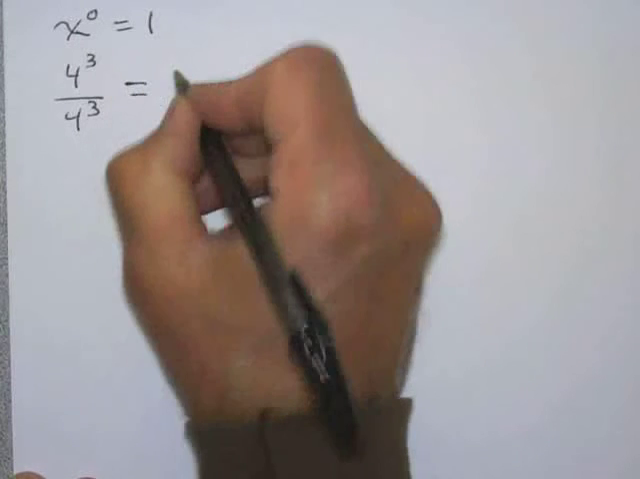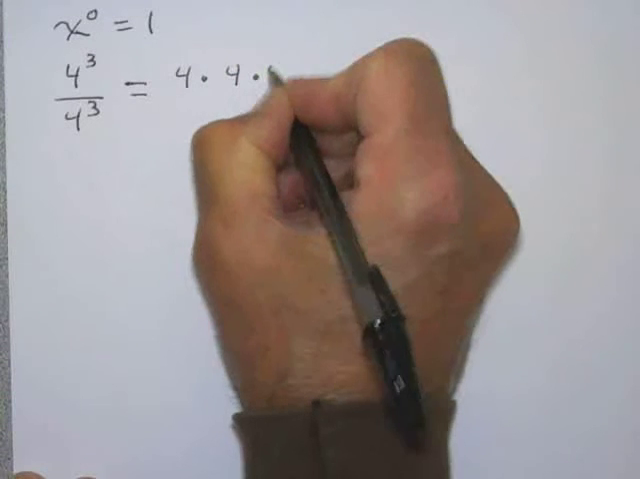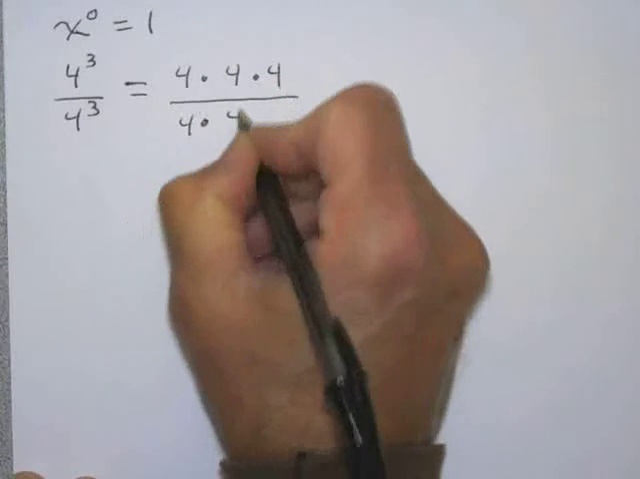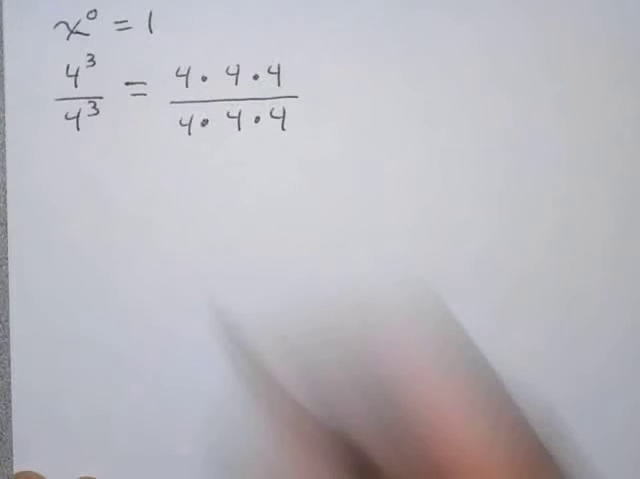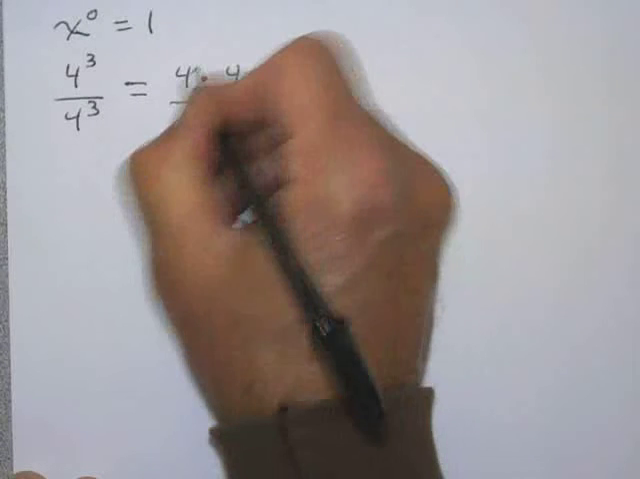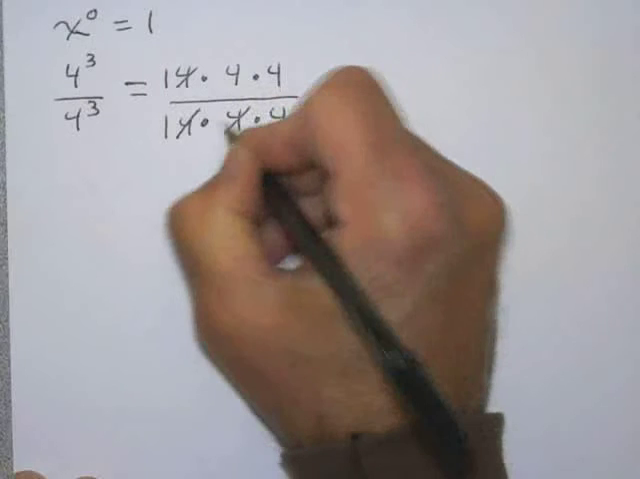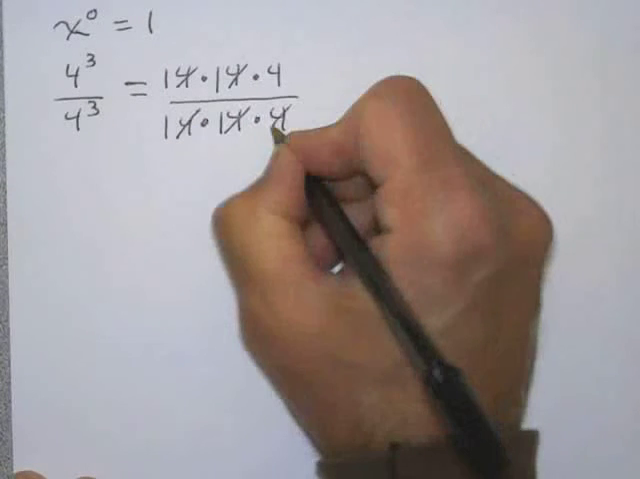And this, of course, would be the same as 4 multiplied by 4 multiplied by 4 over 4 multiplied by 4 multiplied by 4. That's what 4 to the third power means. Okay, well, we've got a fraction, and that means we can do some simplifying. So these 4's will simplify, and of course they become 1's. 4 divided by 4 is 1. That's the same situation here, and of course it's the same situation here.